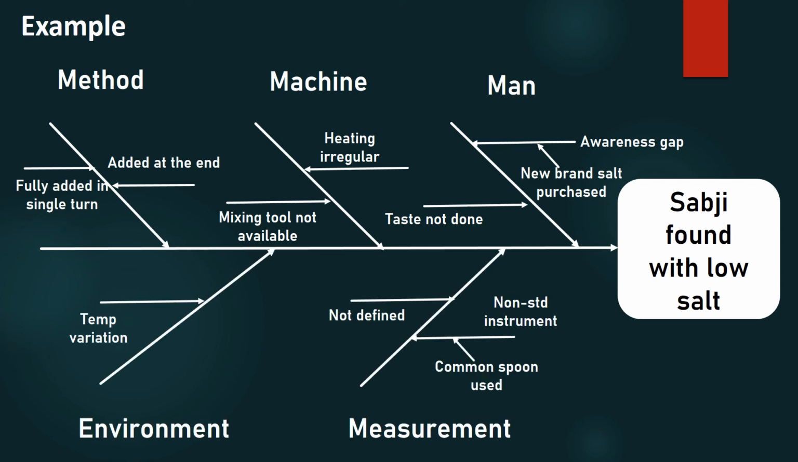And coming to the environment, temperature variation may be a cause, but here there are fewer chances and possibilities of causes in the environment category. In such a way we have to list out all the possible causes for any failure, either in a reactive or proactive way, using this tool. All possible causes have to be measured and evaluated further to find out the real root cause.